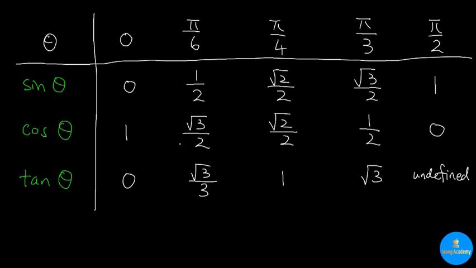Cosine is exactly the reverse of the first row. As for tangent, of course, it is the first row divided by the second row, because tangent theta is equal to sine theta over cosine theta. So we have 0, 1 over root 3, 1, root 3, and undefined.